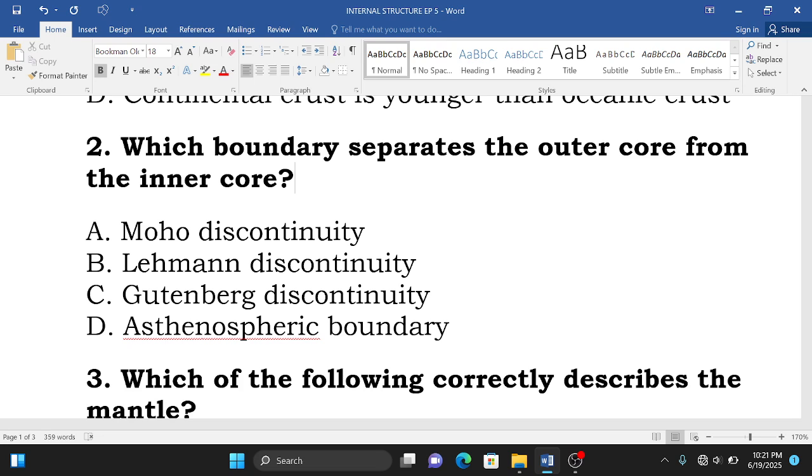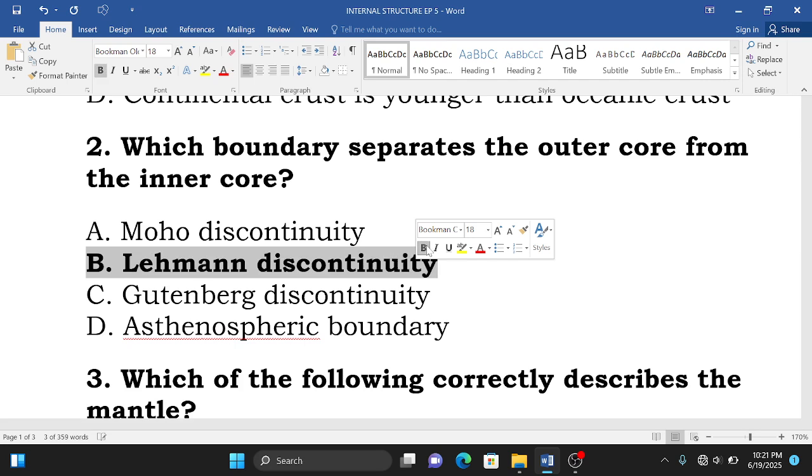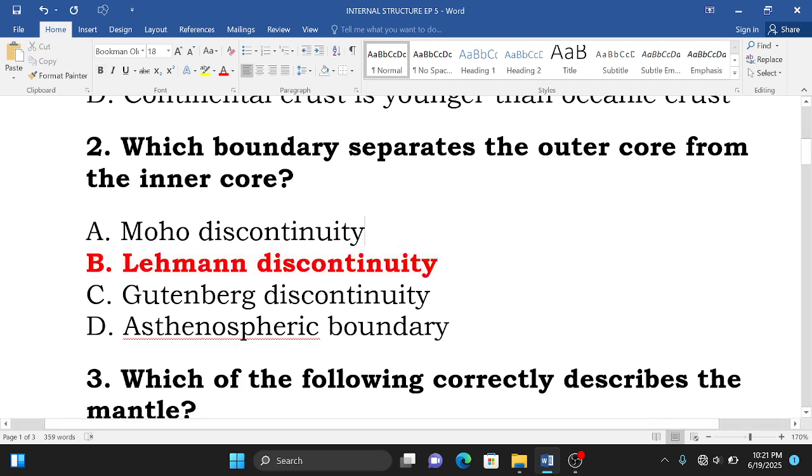So we want to choose the best answer. According to the question given, they are asking which boundary separates the outer core from the inner core. So exactly it is this one, Lehmann discontinuity, because the Lehmann discontinuity separates the inner core and outer core. We go to the question number 3.